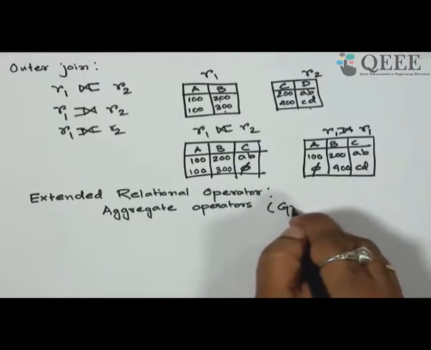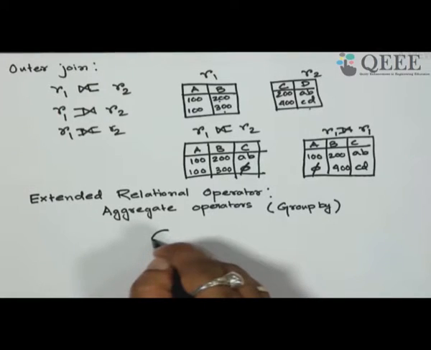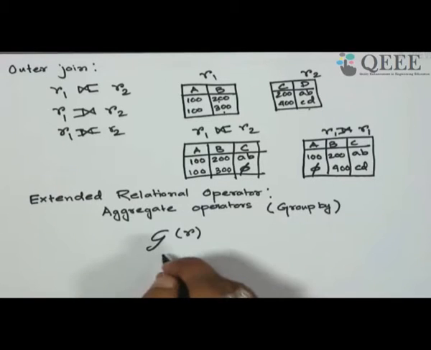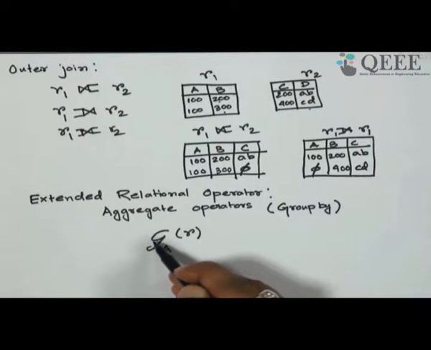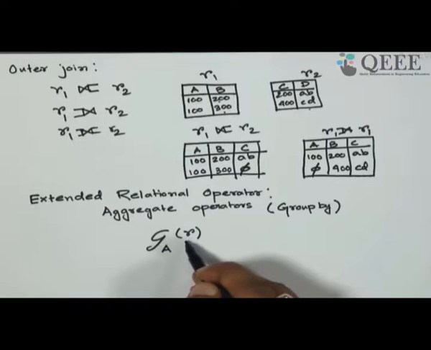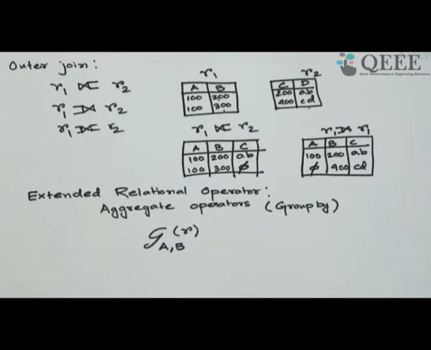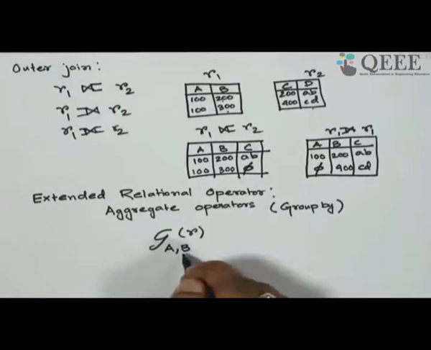A typical example is the group by operator. It takes this general form. So this is the general form: G is an operator, R is a relation, a table, and A is one or more attributes. What it would mean is that you look at the values of A and B, or let's take only A.